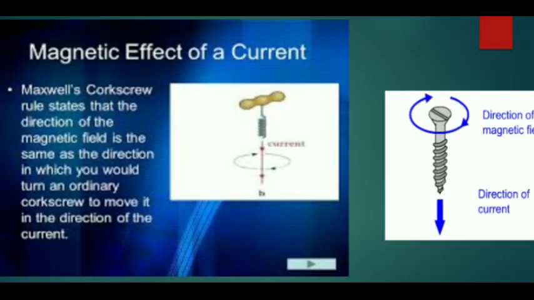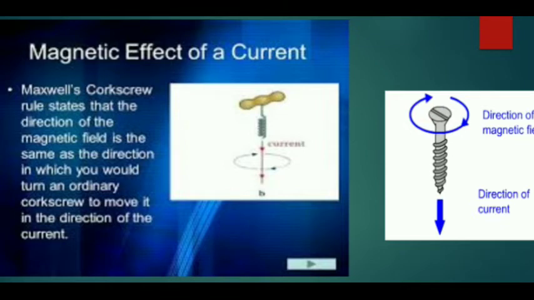At the same time, magnetic effect of current, from this diagram, Maxwell's corkscrew rule. So what is Maxwell's corkscrew rule? See the diagram. This is the conductor. The direction of magnetic field around the conductor and the direction of current. Direction of current is from upwards to downwards. The direction of magnetic field around the conductor is like this. So therefore, come to Maxwell's corkscrew rule.